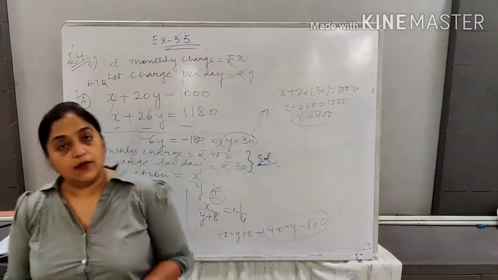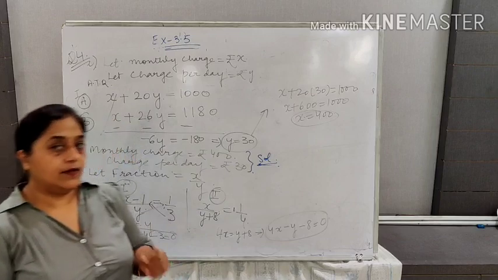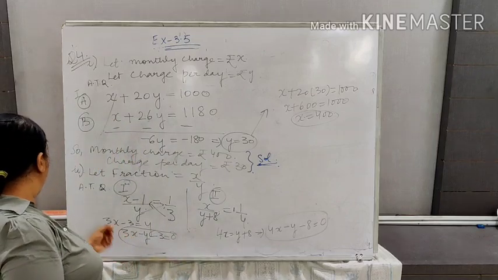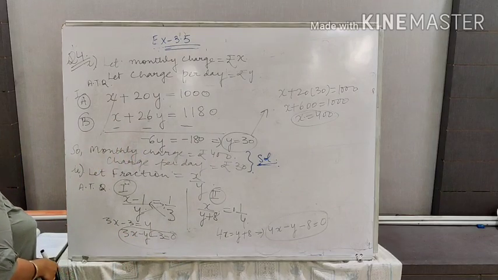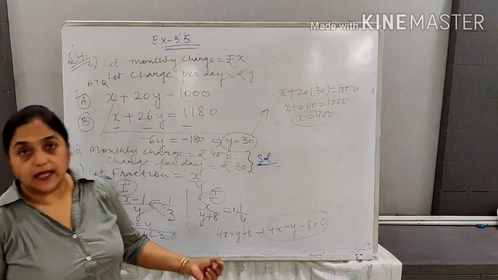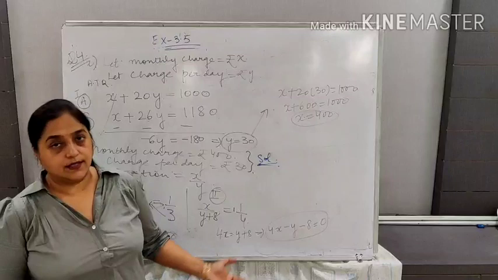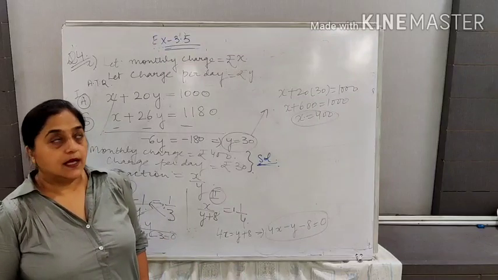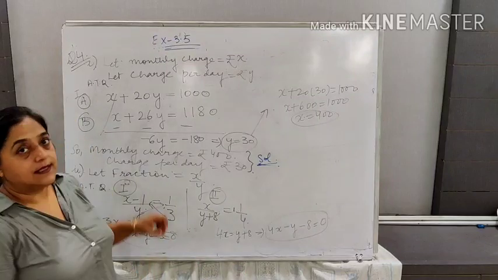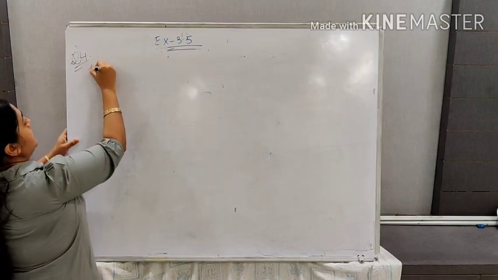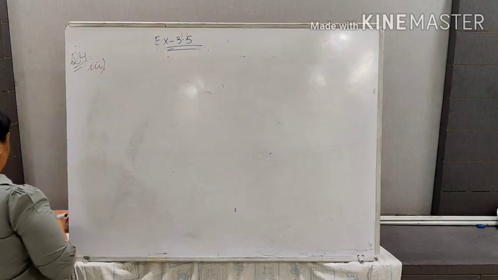Equation, and now you can solve it by any of the methods you like. If it is the exercise of 3.5, you can use cross multiplication, you can use elimination method, whichever method you like, or the substitution method. Got it? This was question number 4, second part. Now the last question which I am taking, that is question number 4, third part.